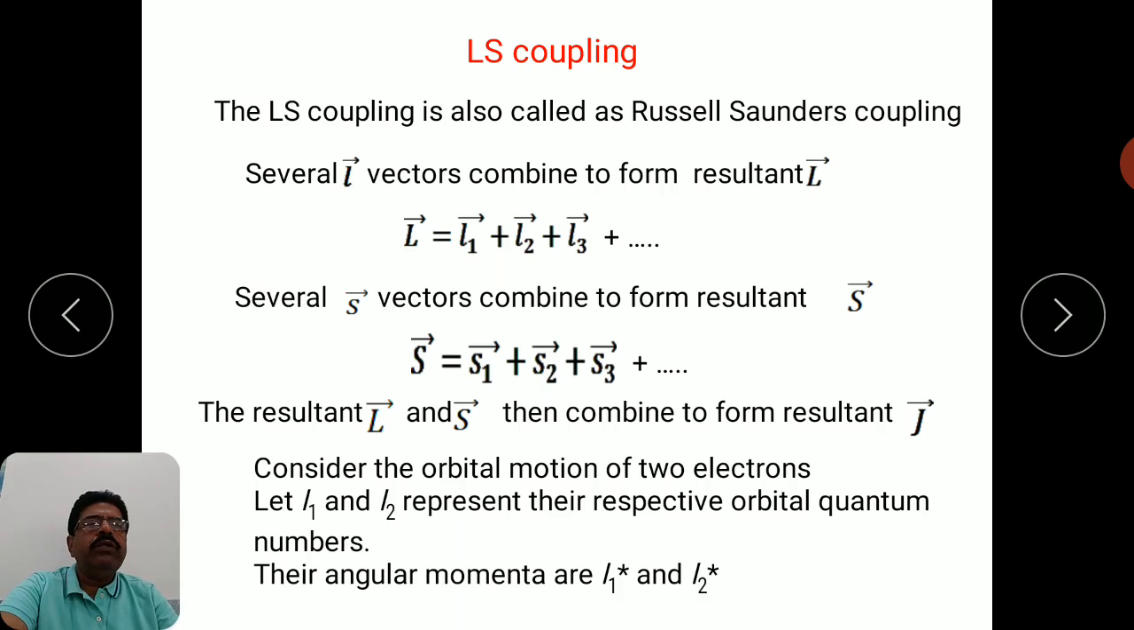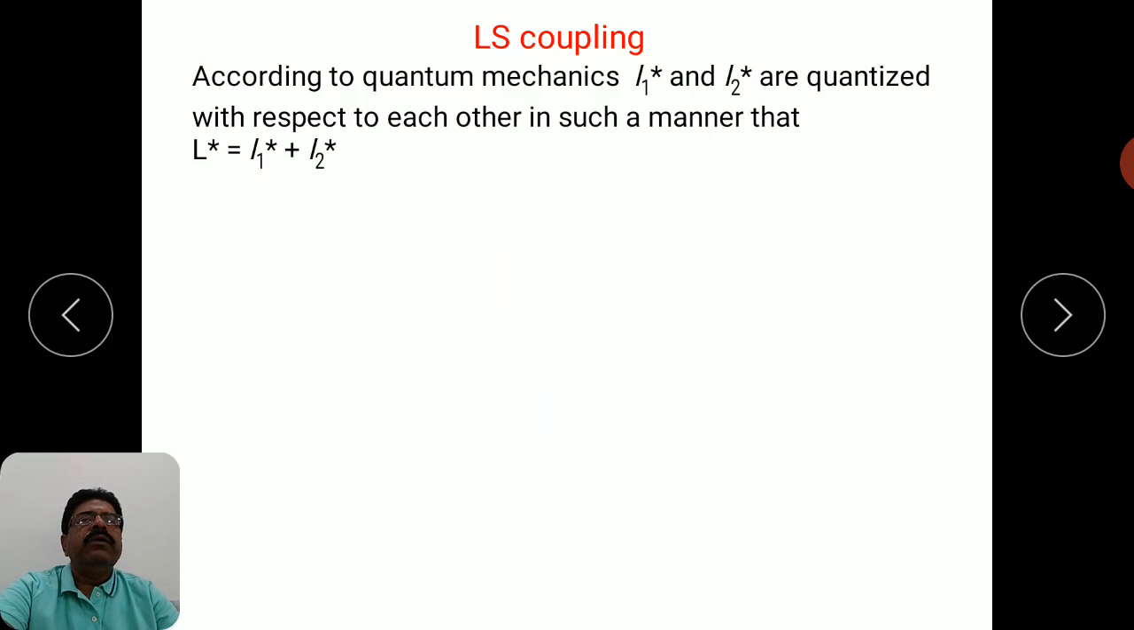Since we are talking about the two valence electron system, let us assume that L1 and L2 represent their orbital quantum numbers. So for these two electrons, L1 and L2 are the two orbital quantum numbers, and let us assume that their orbital angular momenta are L1 star and L2 star. Now, according to quantum mechanics, L1 star and L2 star are quantized. Earlier, in the one valence electron system, we have seen the concept of space quantization. So both the L vector and S vector we have assumed to be quantized.